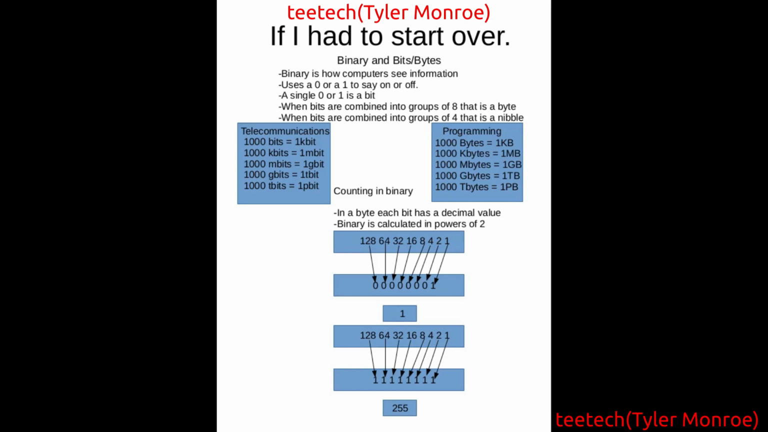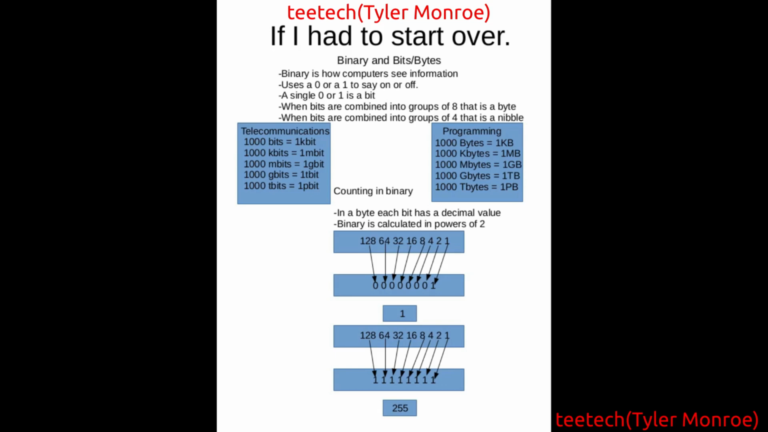But how it does that, it uses a 0 or a 1, and that means on or off. It's actually really cool because in electronics, your power, your electricity, is on or off in digital circuits.